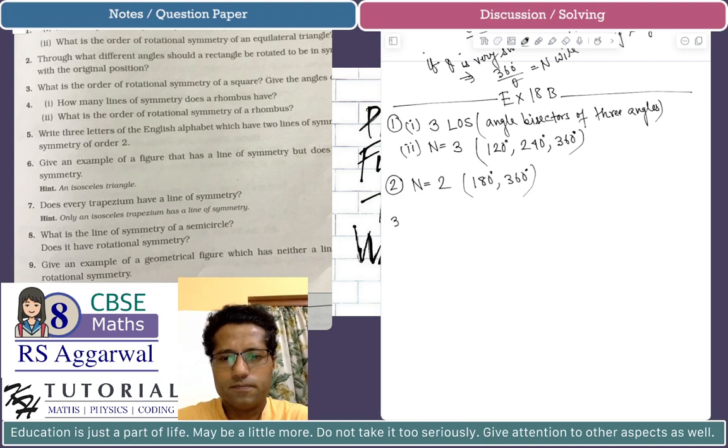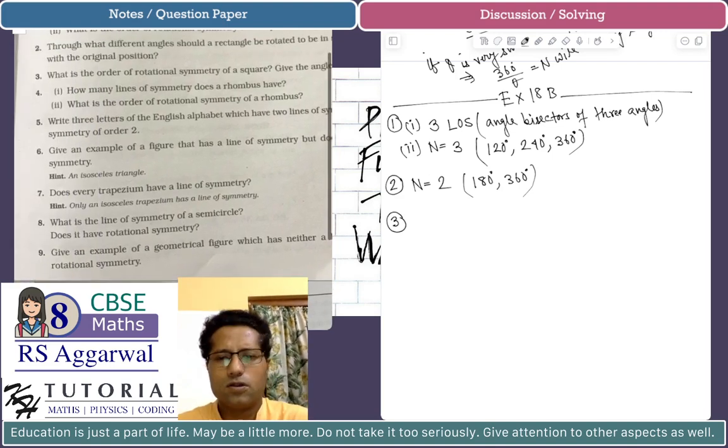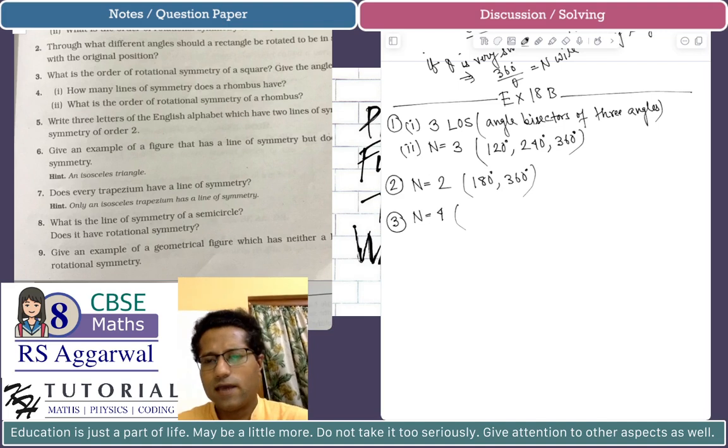Problem number 3. What is the order of rotational symmetry of a square? Give the angles of such rotations. Definitely, the order of rotational symmetry for a square is 4, as there are 4 angles of rotational symmetry. The first one is 90 degree, the second one is 180 degree, again 270 degree, and finally 360 degree for a square.